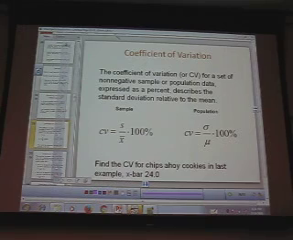So you guys all find it for the Chips Ahoy cookies in the last example. Just use 2.6, that's fine. Use 2.6 for your standard deviation, and take 30 seconds and find it.